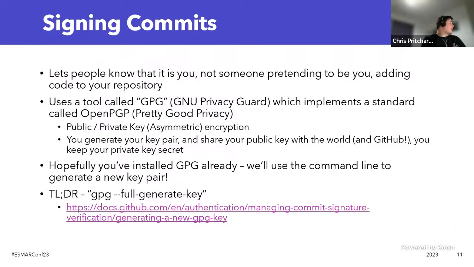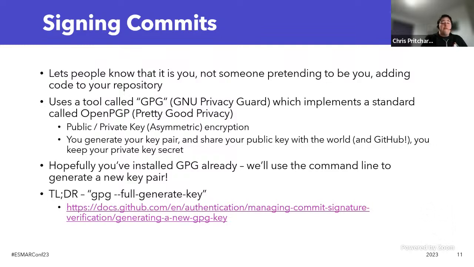It's public-private key encryption, which basically means that you have a key that you keep private, and you don't let anyone else see that. You generally protect it with a password, among other things. And you also have a public key, and you let everyone see that. You let everyone know, hey, this is my public key, this is me. You share your public key with the world and GitHub, and you keep your private key secret.